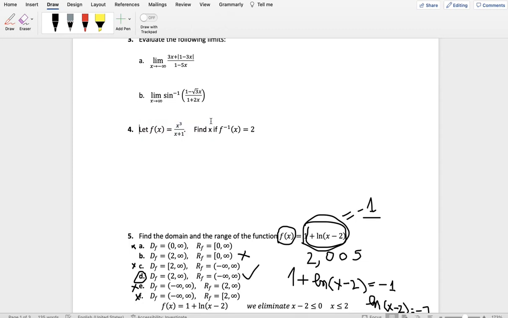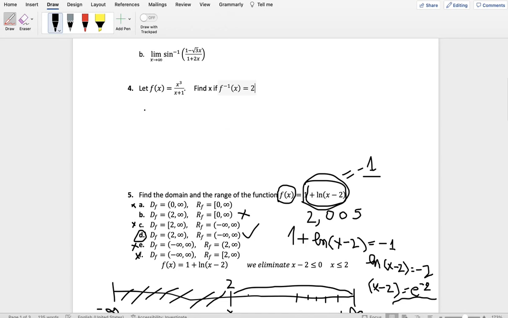This might look scary for you guys, but it's not that scary. Okay, so just bear with me here. You have a function f of x is equal to x cubed over x plus 1, right? And they're asking you to find x if the inverse of f at x is equal to 2. So the way inverse functions work, I'll just have to draw it for you guys. You have the domain of a function f of x, and you have the range, so let's call the range R.